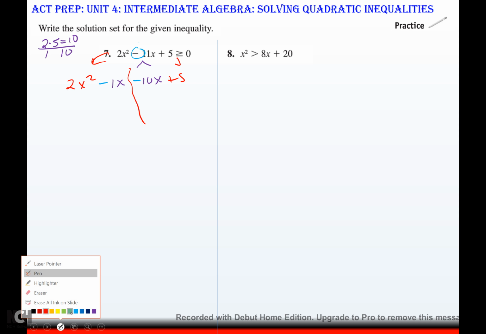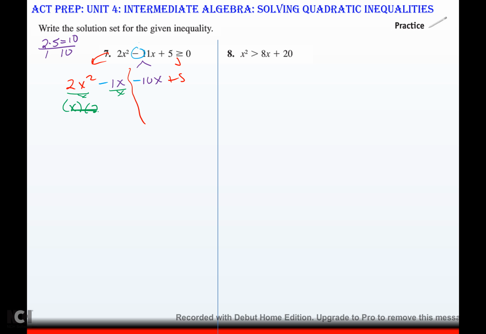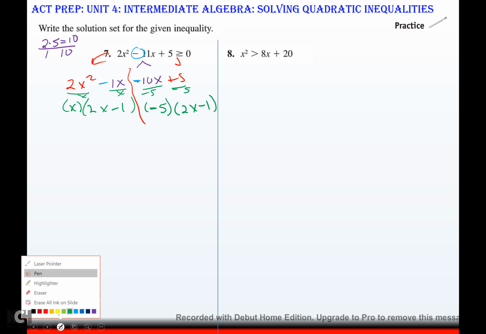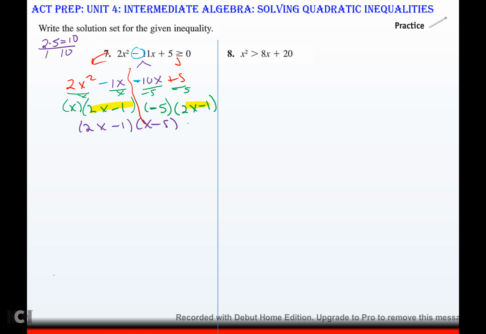Getting faster at this now, aren't you? Alright, I can GCF an x. Divide leaves 2x minus 1. On this side, I can GCF, I'm going to use a negative because the first guy's negative. 5 goes into both. Divide, and I get 2x minus 1. Again, at this point, you better have matching binomials or you screwed up, or it's prime. I do have matching binomials. My GCF again is 2x minus 1, which leaves x minus 5.